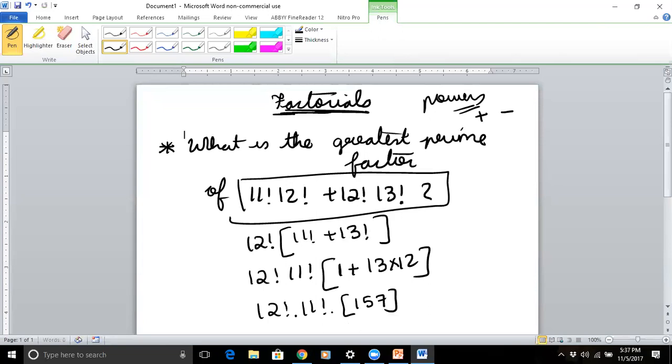Now here I've converted this entire question into a multiplication of values. So when you convert the entire question into multiplication of values, it becomes easier for you to figure out what the factors are and what the greatest prime factor is in this case. Now the only problem you're going to face here is, clearly you've broken down the number into 12 factorial into 11 factorial into 157. So can you break down 157 further into a product of two values, or is 157 definitely a prime number?